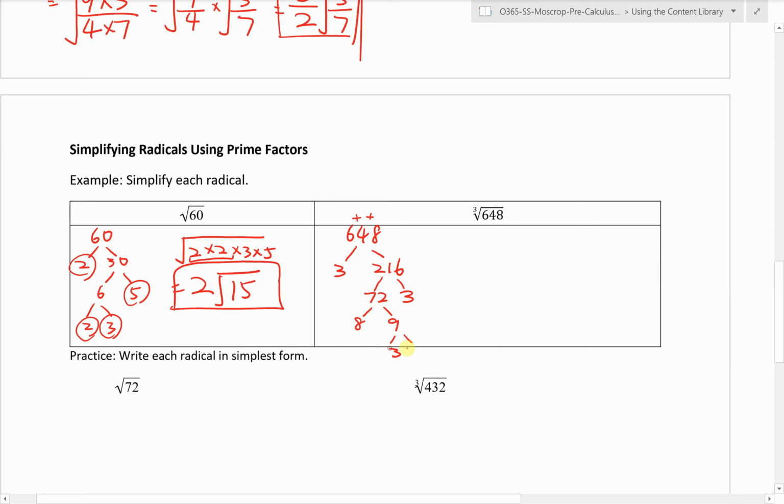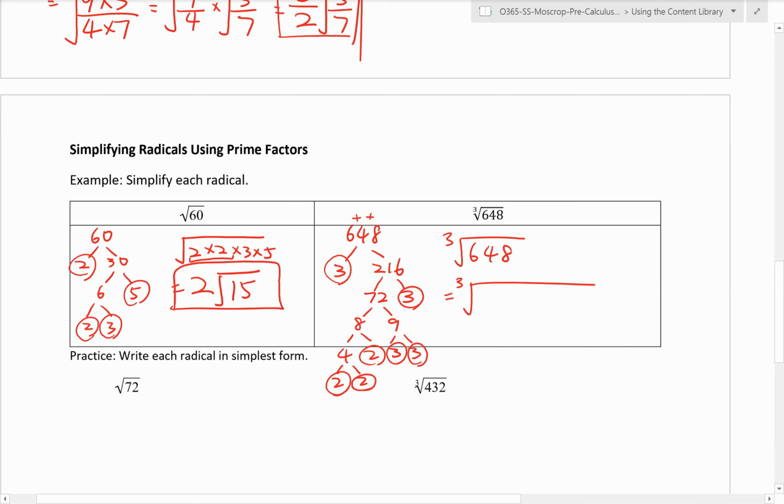And 9 is simply 3 times 3. So these are the end of branches. I'm going to circle them. 8 is 4 times 2. And 4 is 2 times 2. All right. So we have the cube root of 648.